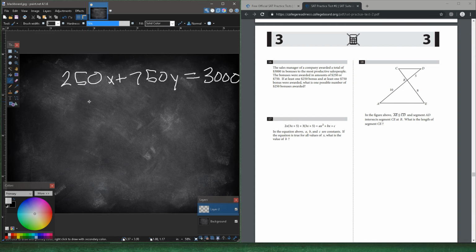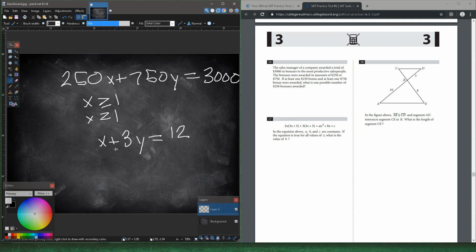Now they said x has to be at least 1, so x is greater than or equal to 1, and y is greater than or equal to 1. And x and y both have to be integers. So what's one possible number of bonuses awarded? Let's start by dividing, because 750 is just 250 times 3. So we divide by 250 from both sides. We have x plus 3y. So 250 times 4 is 1,000. So 3,000 is 4 times 3, which is 12, which is true.